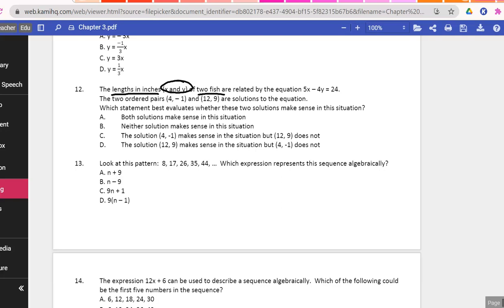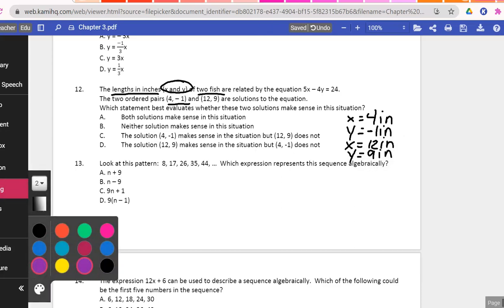X and Y represent the lengths in inches of fish. So what they're telling you, for this first ordered pair, you have a fish that's 4 inches. You have a fish that's -1 inches. For the second ordered pair, you have a fish that's 12 inches. And you have a fish that's 9 inches.